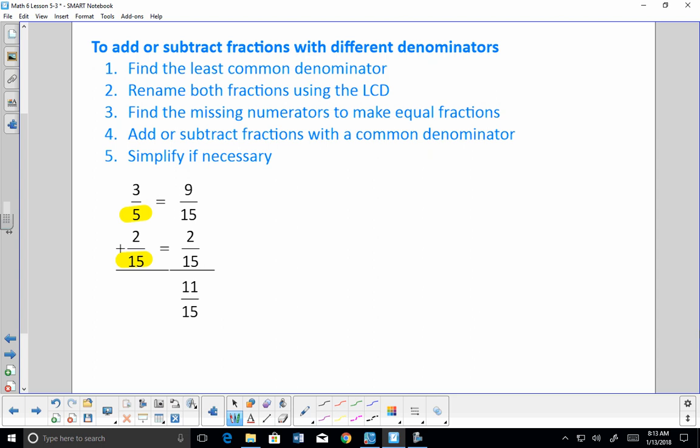Okay, so 15 times 1 equals 15, so 2 times 1 equals 2. 5 times 3 equals 15, so 3 times 3 equals 9. So 3/5 can be rewritten as 9/15, and 2/15 doesn't need to be rewritten because it is written with the common denominator. So 9/15 plus 2/15 is 9 plus 2, which is 11/15. And 11/15 is in simplified form.